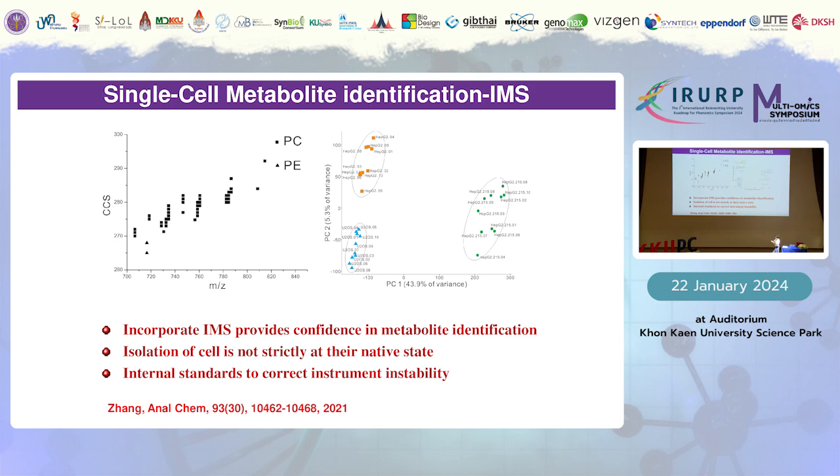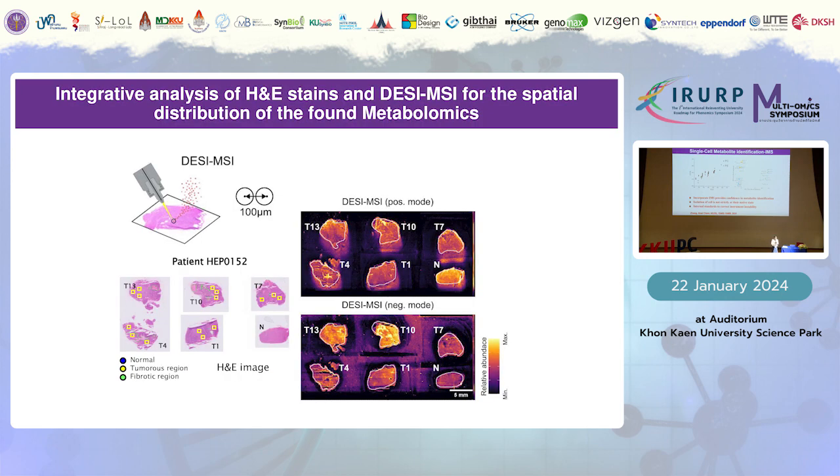We use single cell metabolomics incorporated with ion mobility spectrometry, and then we can confidently identify about 19 metabolites. It's not a lot, but I think it's the beginning. It's the principle that matters. There is also a drawback in this study: the isolation of cells is not strictly native. So there's still a lot of work to be done in this field.